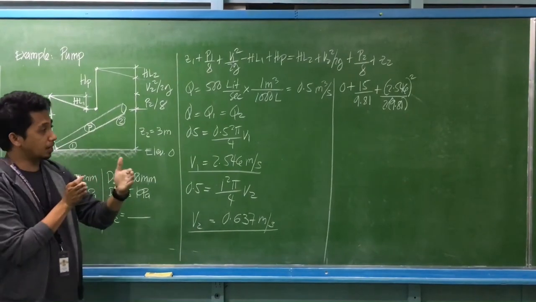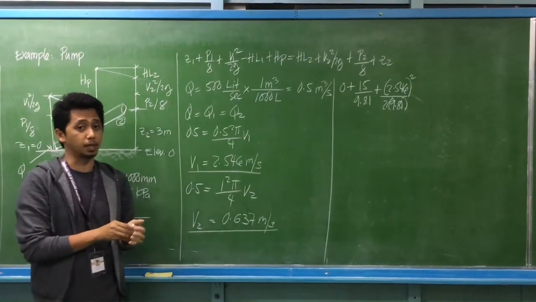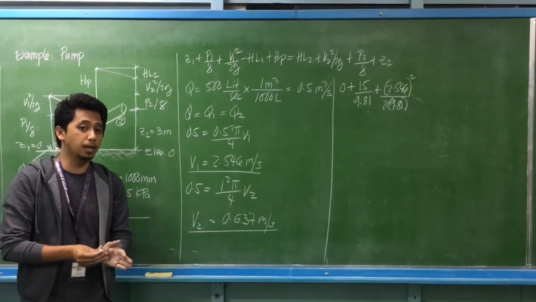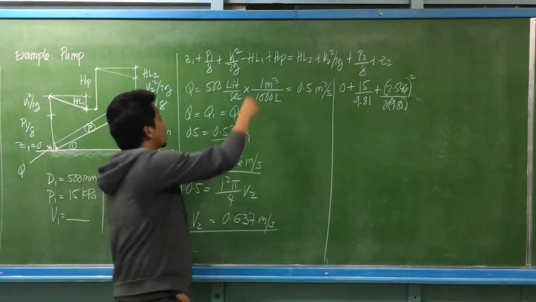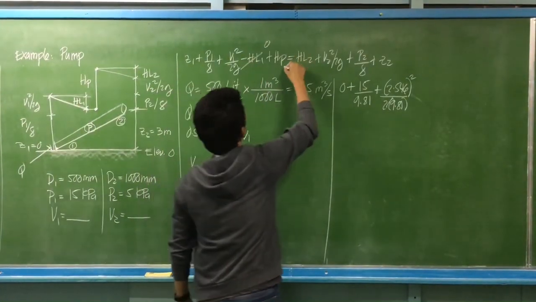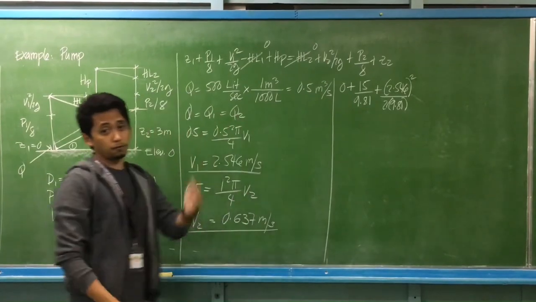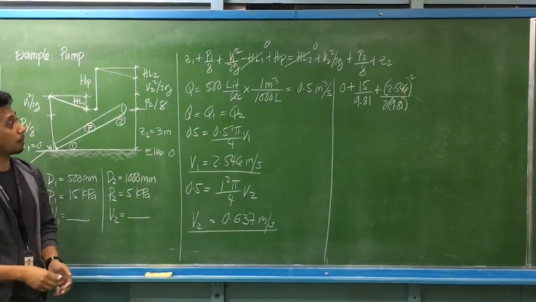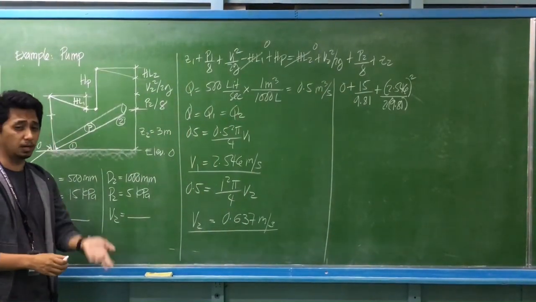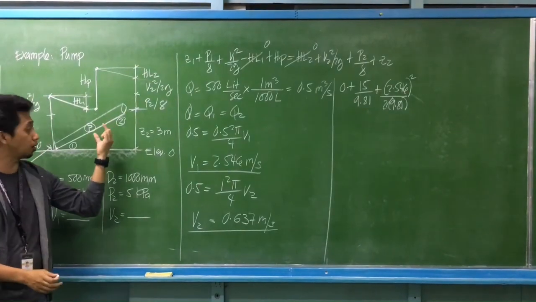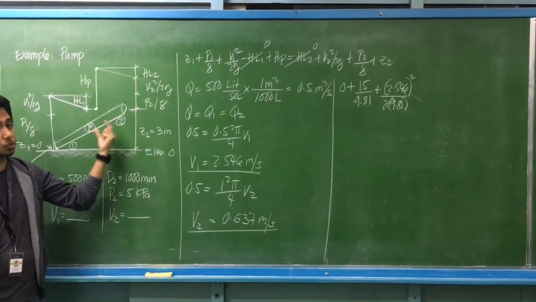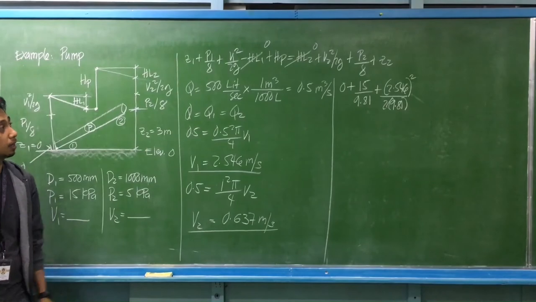Kung masyadong maigsi lang yung distance or length ng pipe na kinoconsider ninyo, you may neglect head loss. So this head loss is 0. For problems or solving, kapag walang head loss na given, you may neglect. Kapag short yung pipe or malapit lang yung distance na kinoconsider mo, you may neglect head loss.